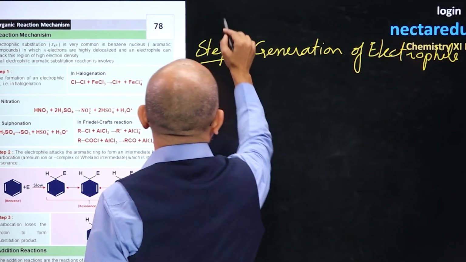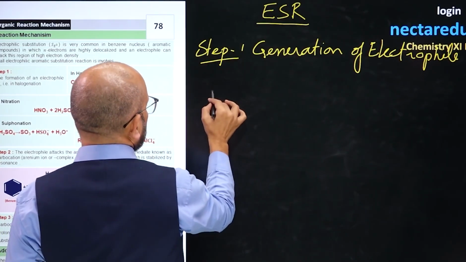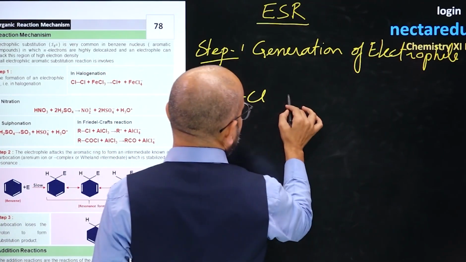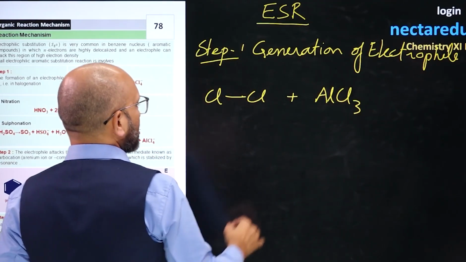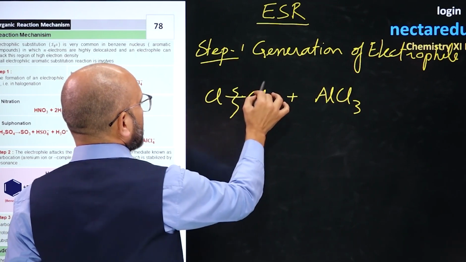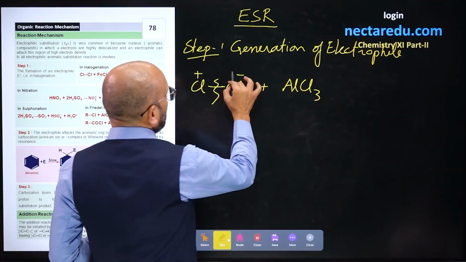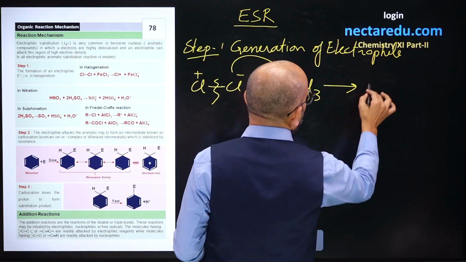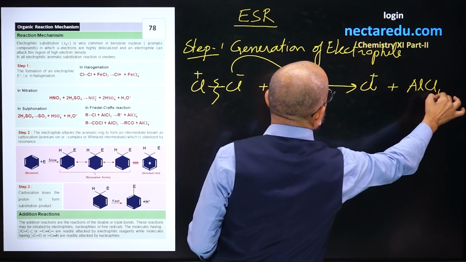In this step, the electrophile is generated. For example, I am doing halogenation. The catalyst is anhydrous AlCl3. AlCl3 is electron deficient, so it will break Cl2 into Cl plus and Cl minus. This Cl minus will attach to AlCl3 and AlCl4 minus will be formed. So the Cl plus electrophile is generated like this.